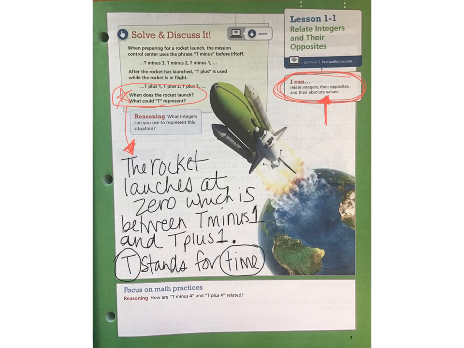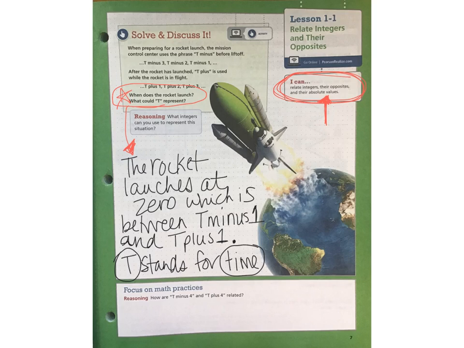In this problem, the rocket launches at 0, which is the value between T-1 and T+1. Remember, when you're counting down, T-3, T-2, T-1, the next logical number is 0. After the rocket has launched, then we talk about T+1, T+2, and T+3. This would just be like the way that the integers are organized on a number line.